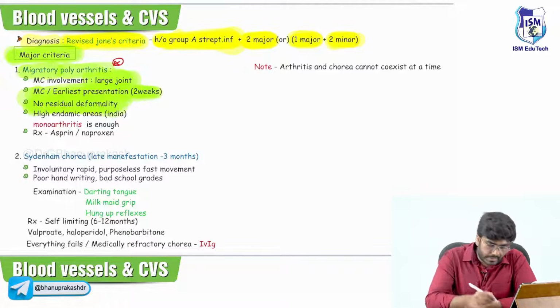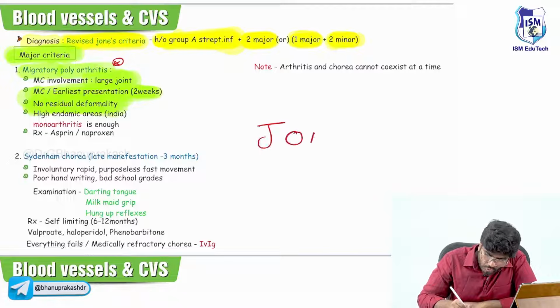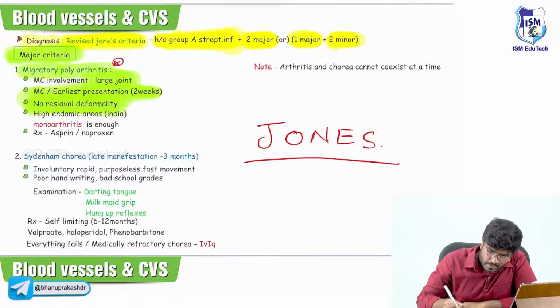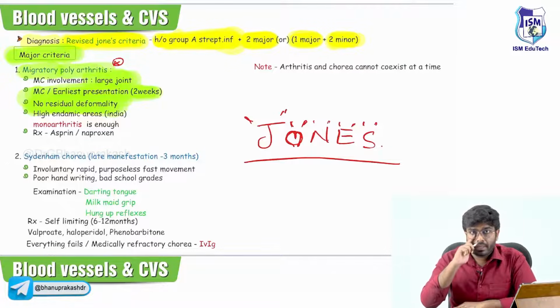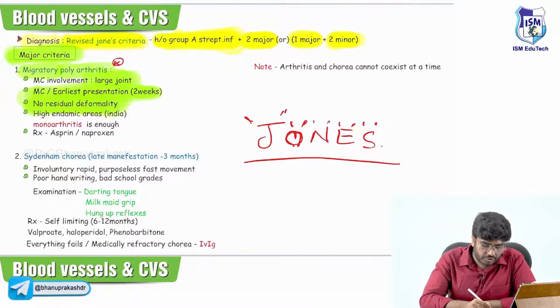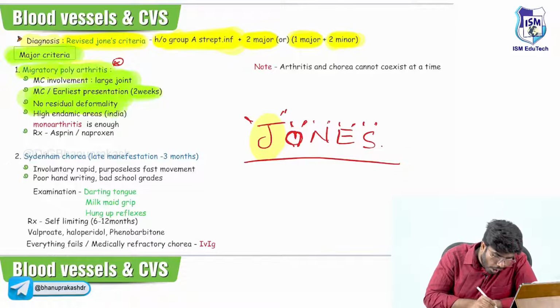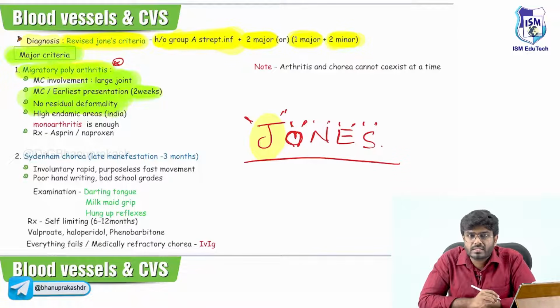Let me put it this way. Guys, remember JONES. These are the major criteria: joint involvement, heart involvement, subcutaneous nodules, erythema marginatum, Sydenham chorea. All these are the major criteria. Now, please listen with both your ears. Joint involvement. What is the joint involvement? Migratory polyarthritis.